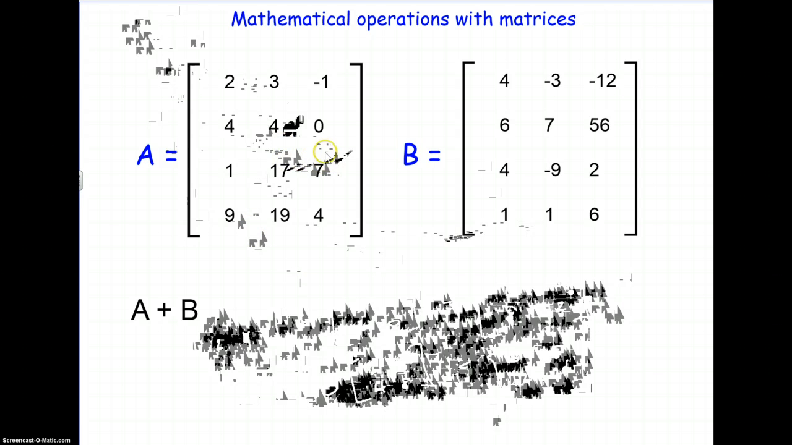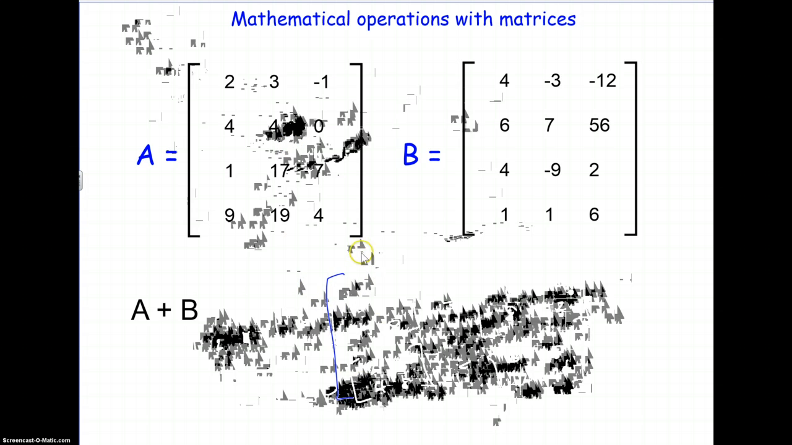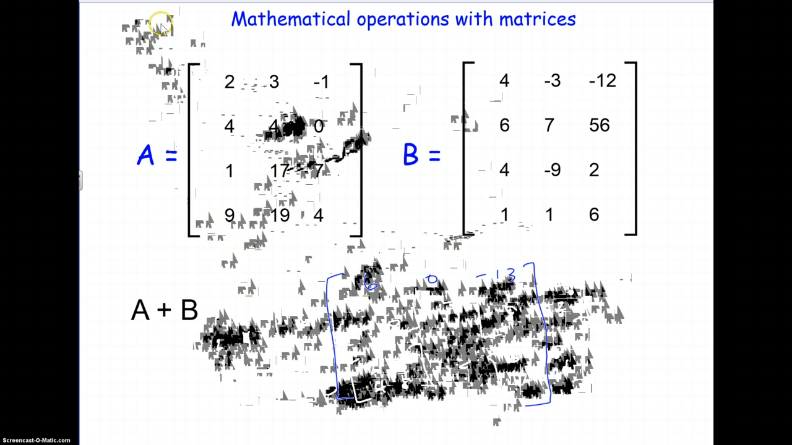Here, the first thing I would do if I was given this problem would be to check to make sure that the matrices are of the same dimensions, which they are. To add A plus B, I just add the corresponding elements. I'm not going to do the whole thing, but that would give me 6, 0, negative 13 as my first row. And then I would continue down and do the other three rows to come up with the sum matrix.